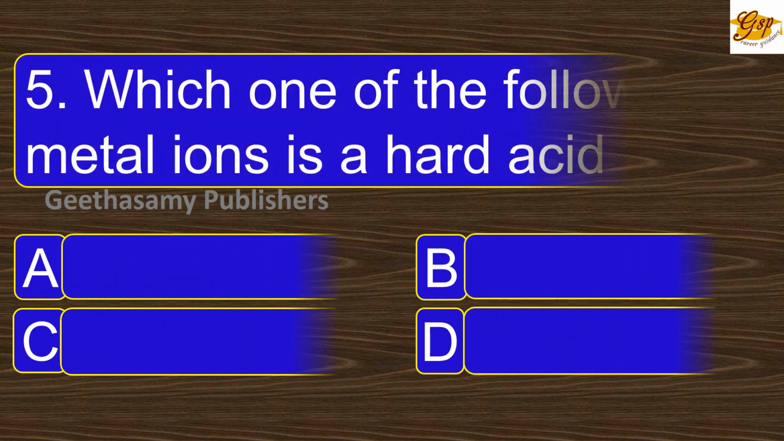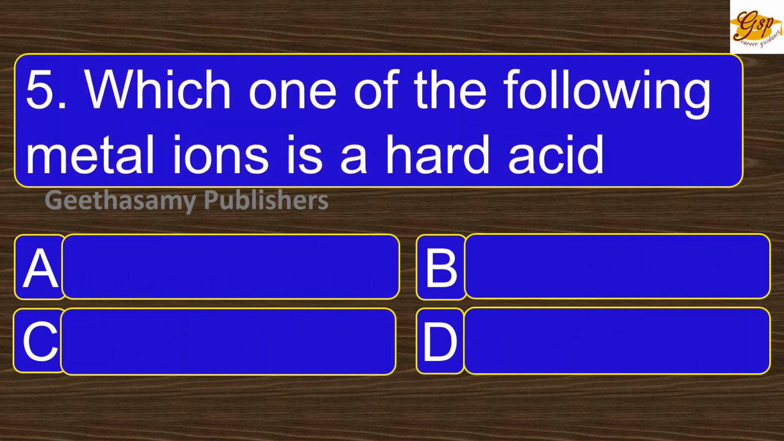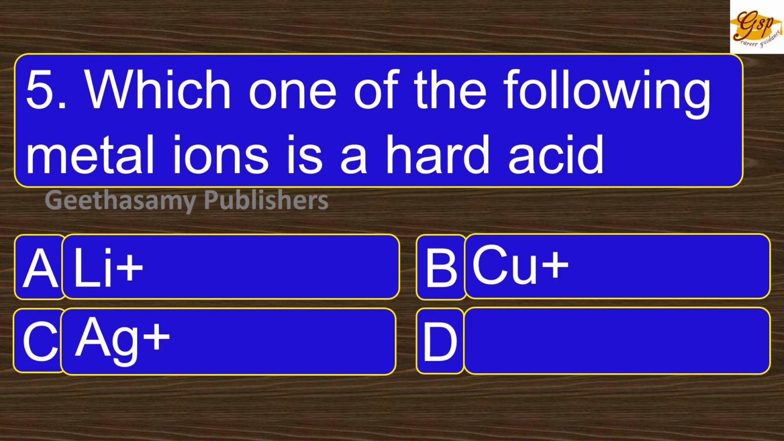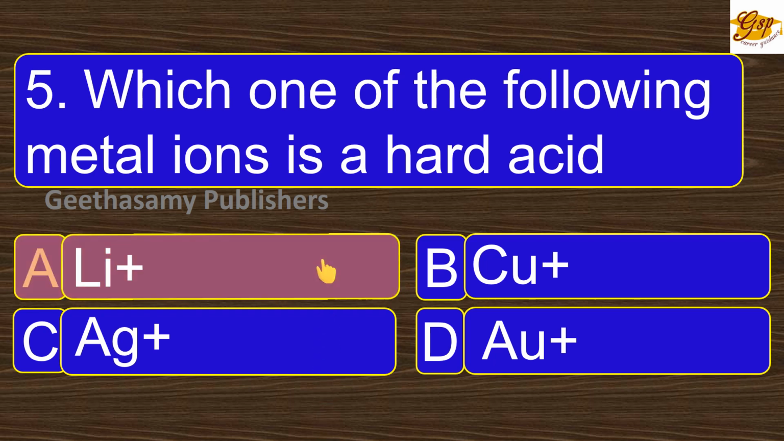Fifth question. Which one of the following metal ions is a hard acid? A, Li plus, that is lithium plus; B, Cu plus, copper; C, Ag plus, silver; D, Au plus, gold. The correct answer is A, Li plus, that is lithium plus.